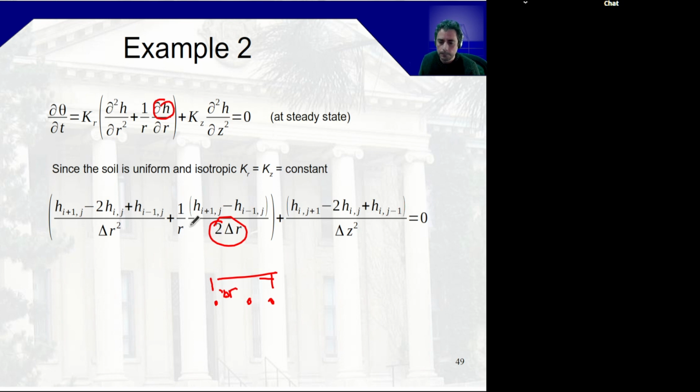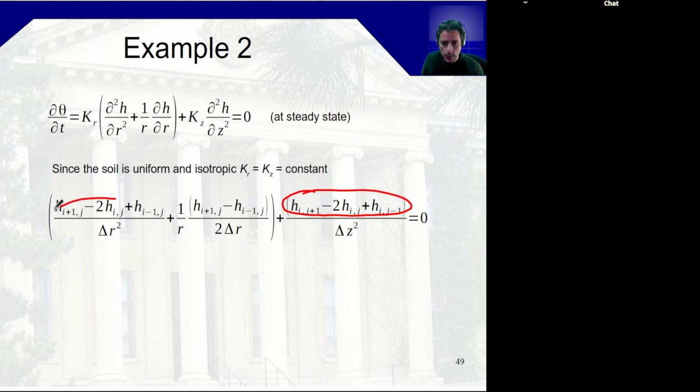Okay? So 1 over r times a difference in neighbors over 2 delta r. And the other one is like we have done before. Okay, so this little pattern is one that you should remember. It comes up very often in these kinds of math, and it's from that equation. Okay.